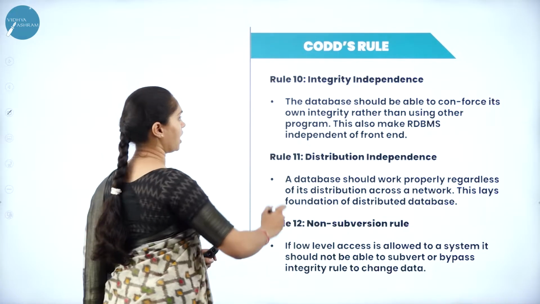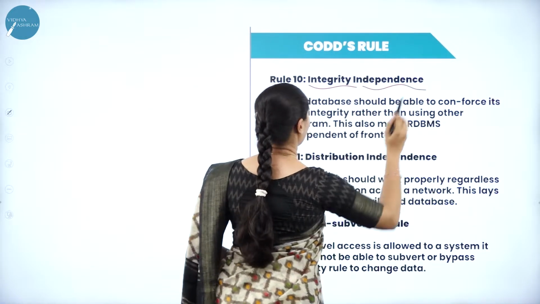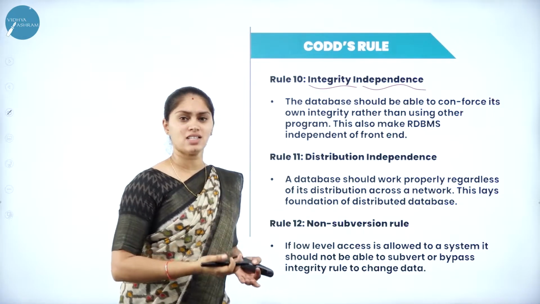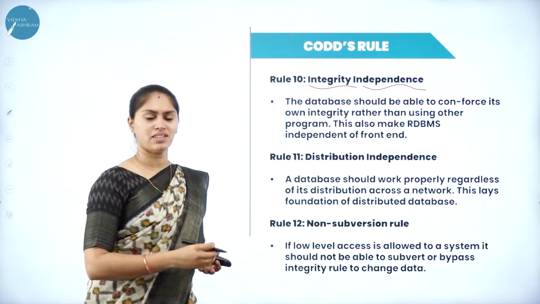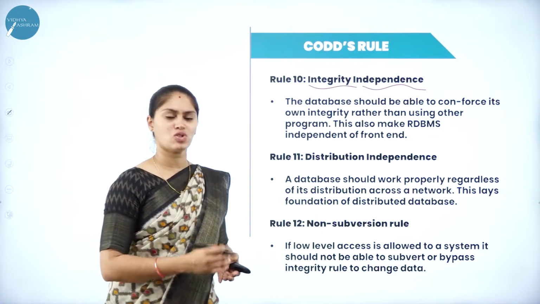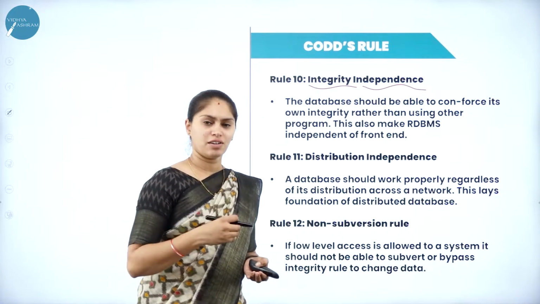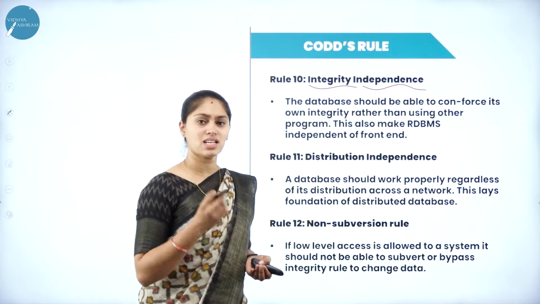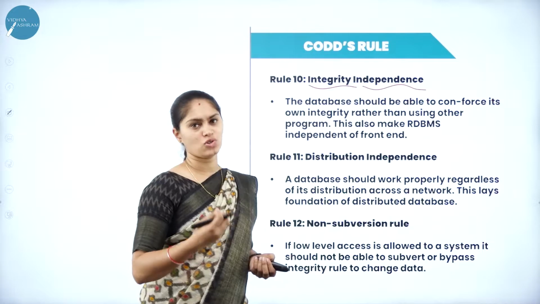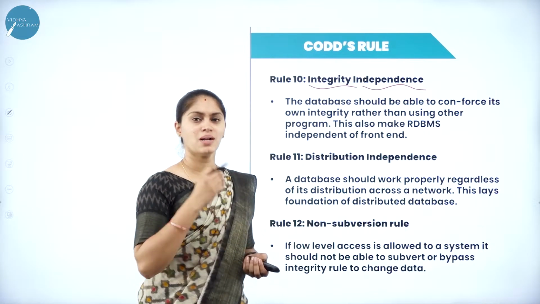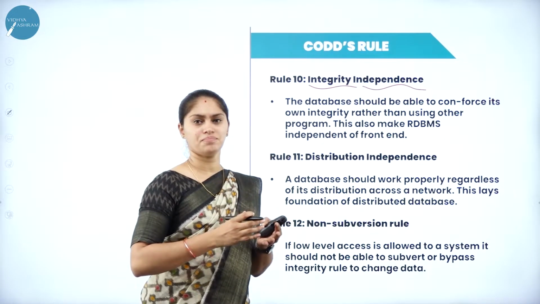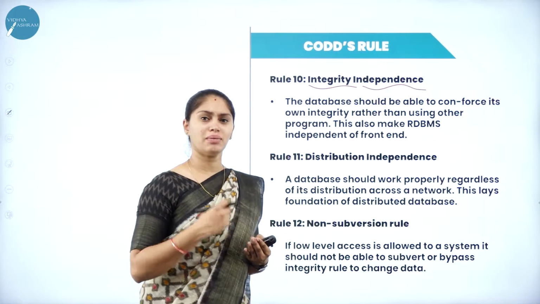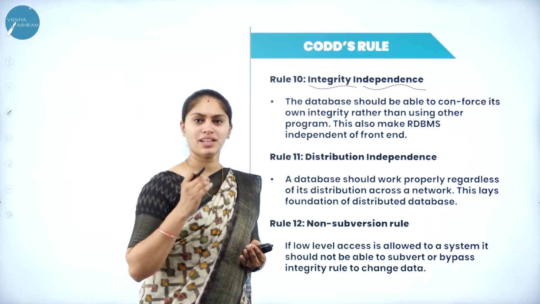We'll see rule 10, integrity independence. Integrity in the sense we are checking the truthfulness or correctness of the data. For example, if a 7-year-old boy or girl wants to join second PUC, and they give their age as 7 or 8 years, then the database should not allow them to join second PUC, because a 7-year-old boy or girl cannot join second PUC at that age. So we have to check for the truthfulness of the data.